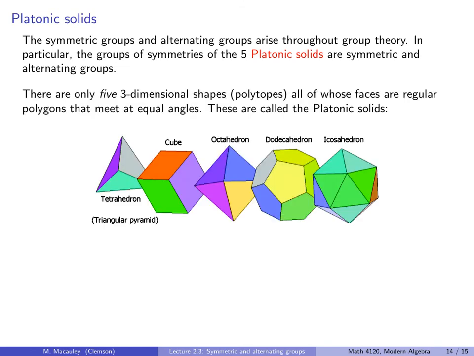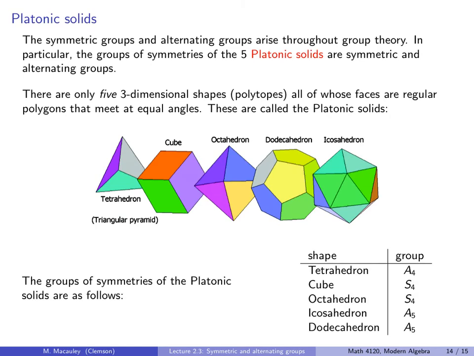Now recall that there are only 5 three-dimensional shapes, or polytopes, all of whose faces are regular polygons that meet at equal angles. These are called the Platonic solids. These are the tetrahedron, the cube, the octahedron, the dodecahedron, and the icosahedron. Now some people will include the sphere as a Platonic solid. For now, I'm just going to say that that doesn't count because we want polytopes, in other words, where the faces are actually regular polygons.